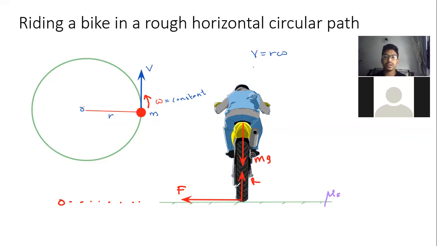Okay, good. So now the next thing, I have drawn the bike like this, right? I have drawn the bike like this. And is this picture correct? I mean, practically, is this picture correct? The picture here, is it correct?